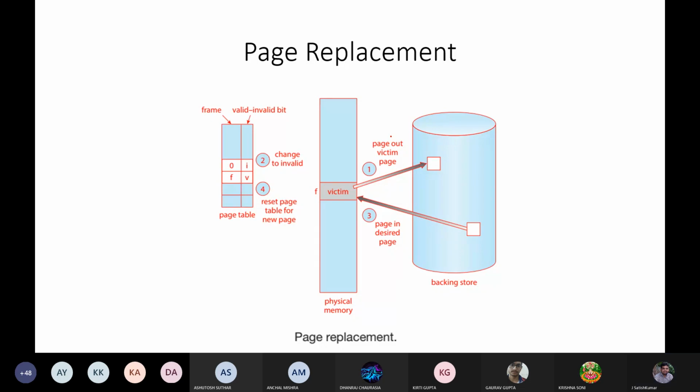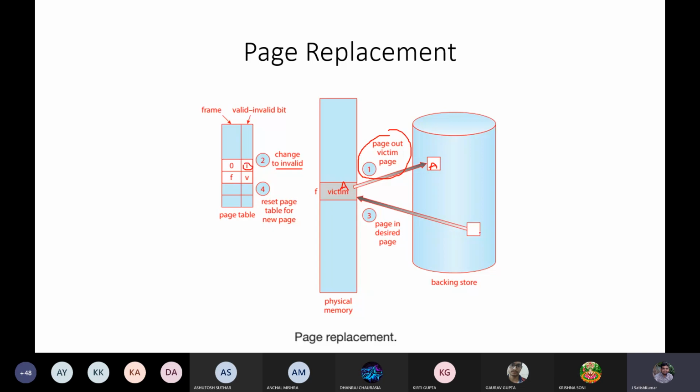Step 1, page out the victim page. Now in this example that I discussed, initially A was there. A will be stored here. Step 2, change that to invalid. Now the A page should be made invalid.